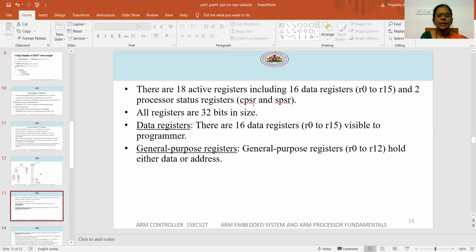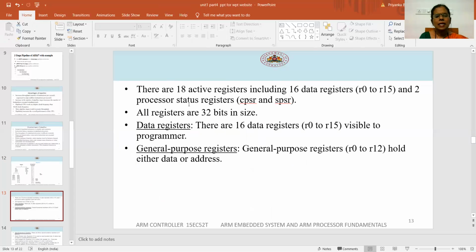There are 18 active registers including 16 data registers R0 to R15 and 2 processor registers CPSR and SPSR. Among the 18, one is hidden. SPSR is hidden. CPSR is visible to the user. SPSR is not visible to the user.